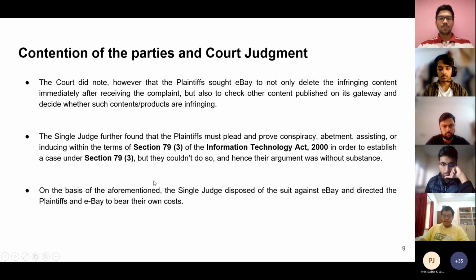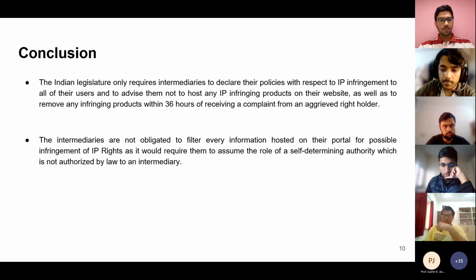Hence the single judge disposed of the suit against eBay and directed the plaintiffs and eBay to bear their own costs. The basic thing was that Kent was directing eBay to check their whole content, everything they have posted, which would actually be interfering in their day-to-day operations, and hence the suit was disposed of by the judge. Pradhiman will carry on with the conclusion.